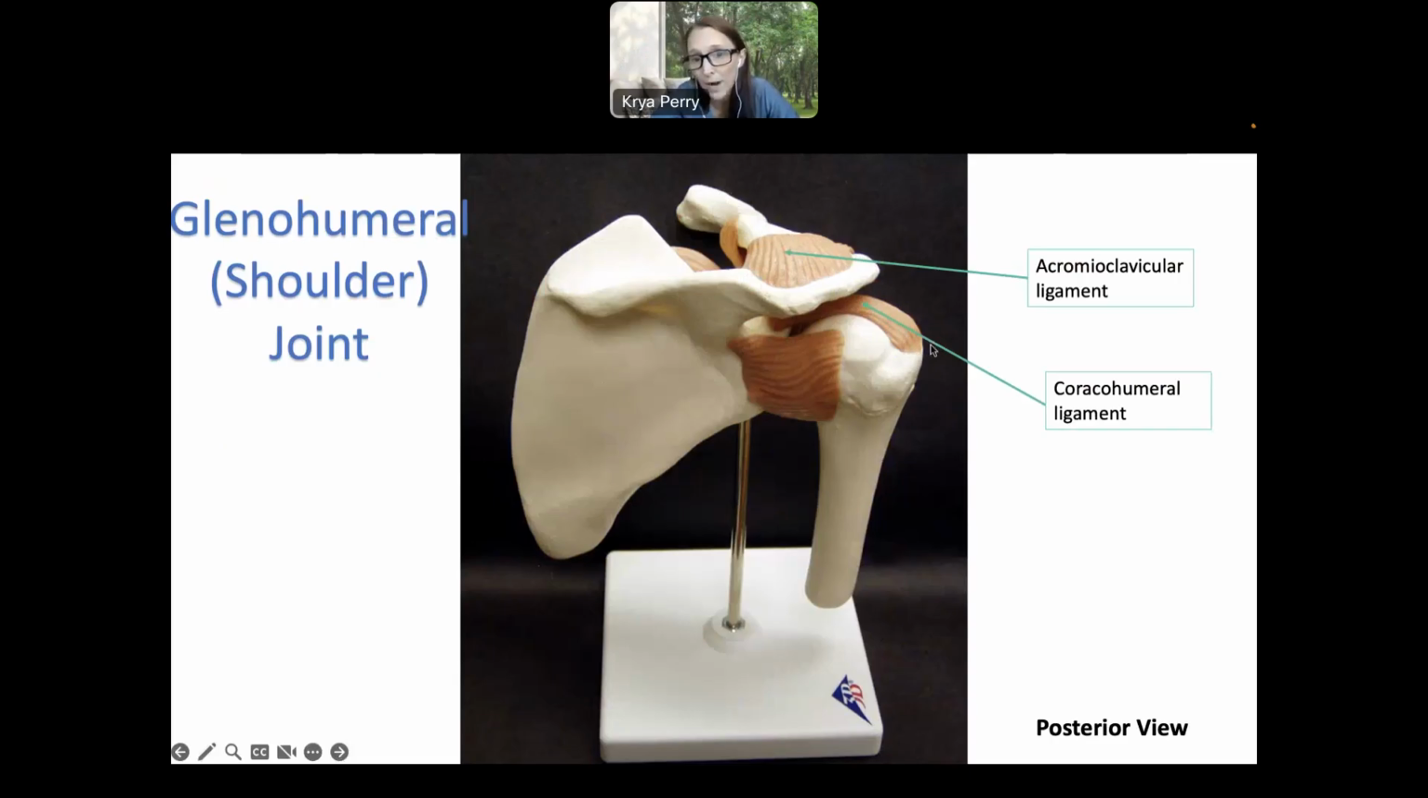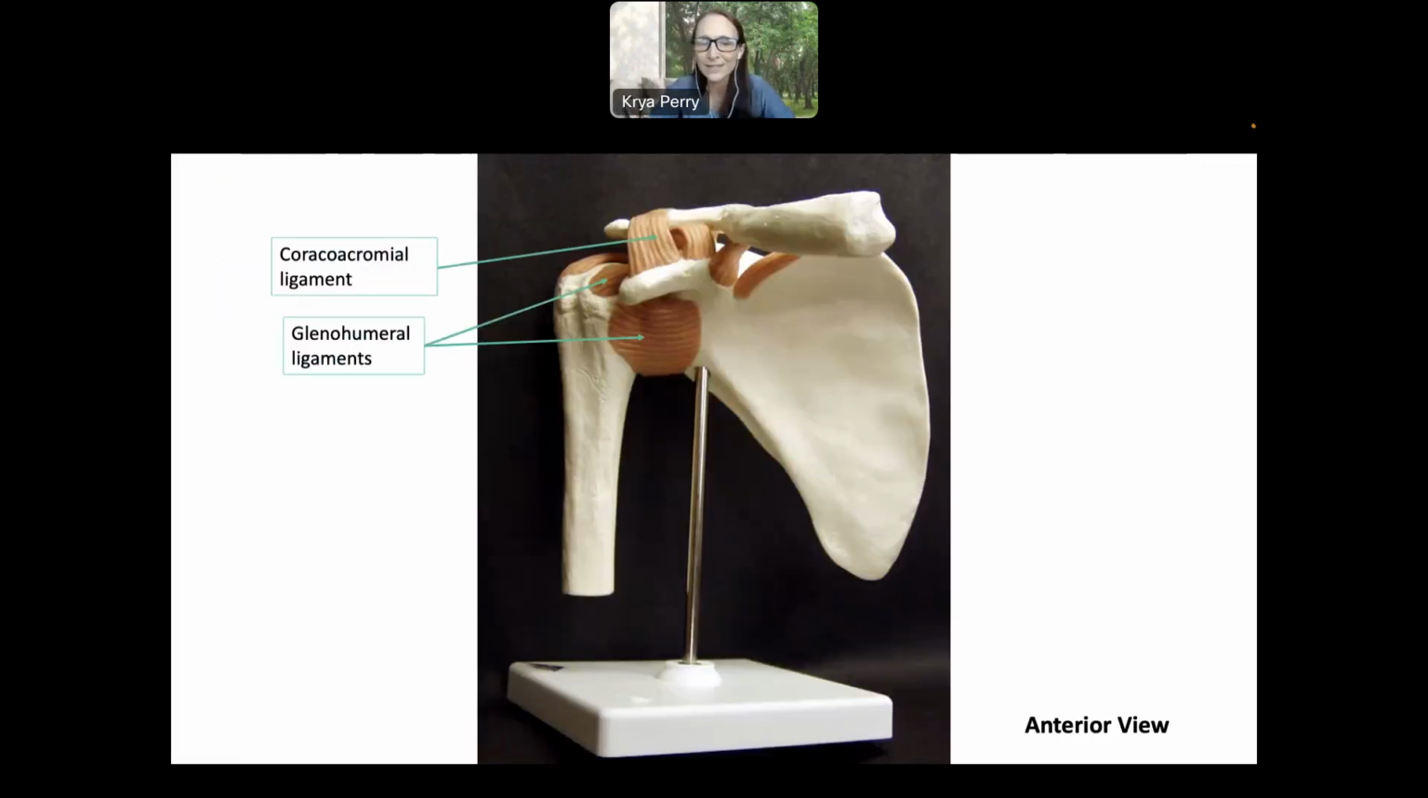Okay. This one here, this ligament right here, is running from the coracoid process to the humerus. So we call this the coracohumeral ligament. So again, these ligaments are just beautifully named, and it makes it really nice and easy to remember. This one here is running from, again, what would be that glenoid cavity.